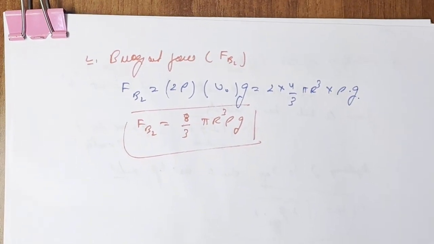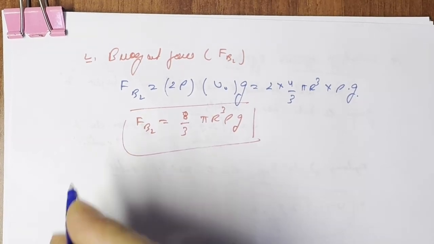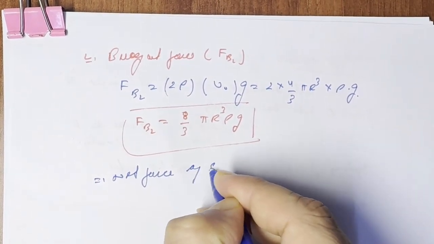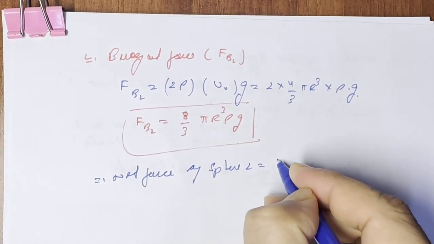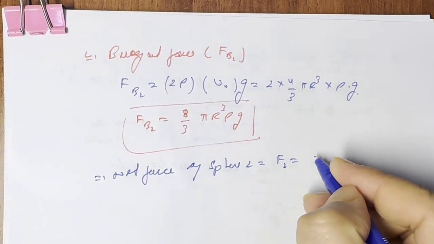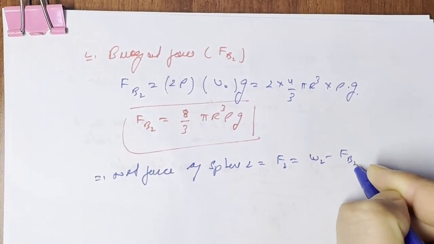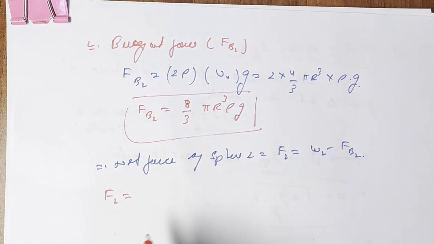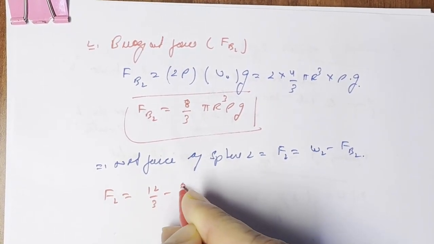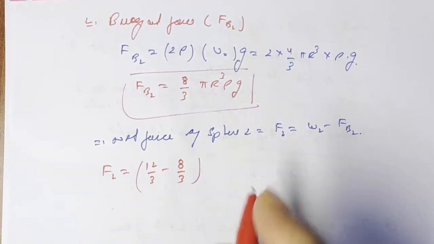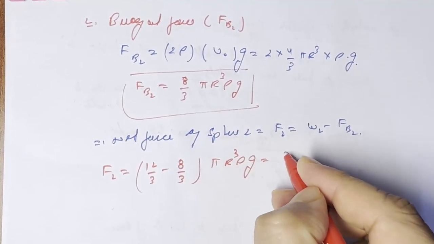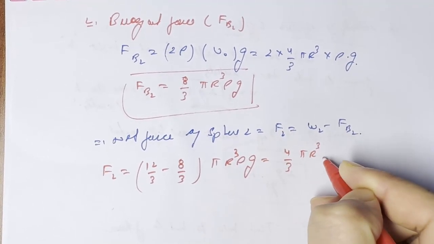Now we can find out the net force. Net force on sphere 2, let us call it F2, will be equal to W2 minus FB2. We substitute the values, and W2 was 12 by 3 minus 8 by 3, and the rest of the things will be common, so this becomes pi r cube rho multiplied by G, and this is equal to 4 by 3 pi r cube rho multiplied by G.